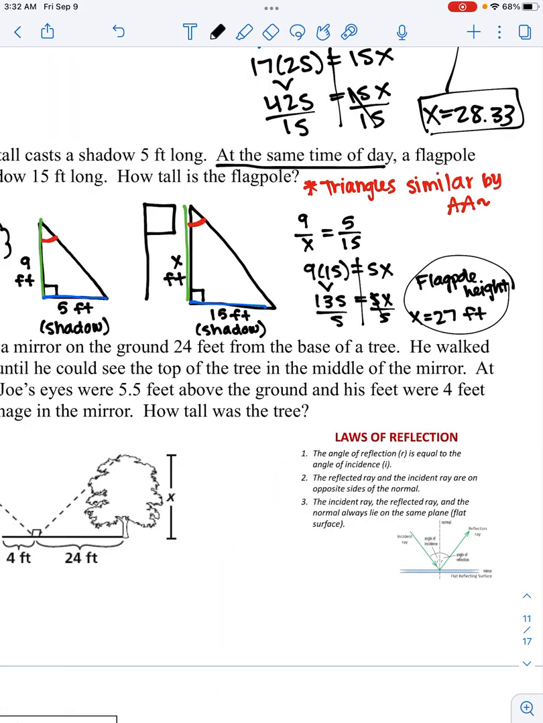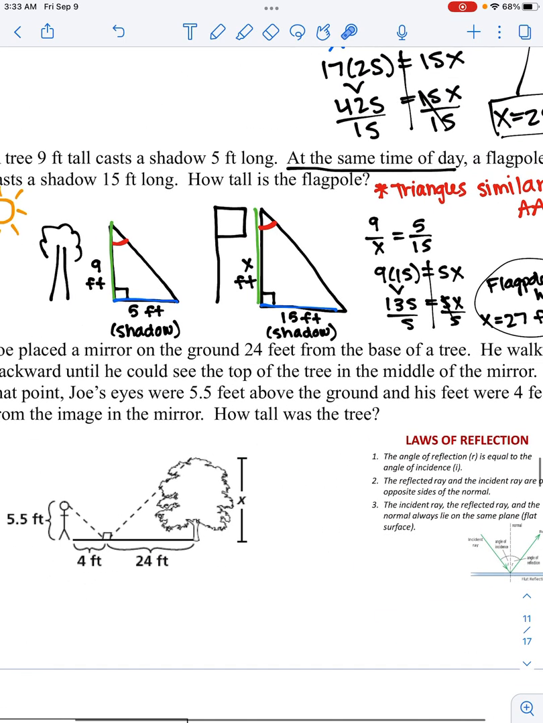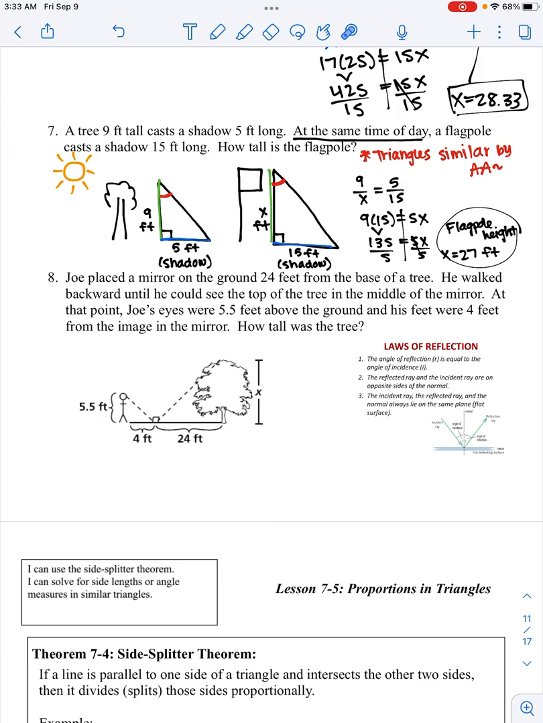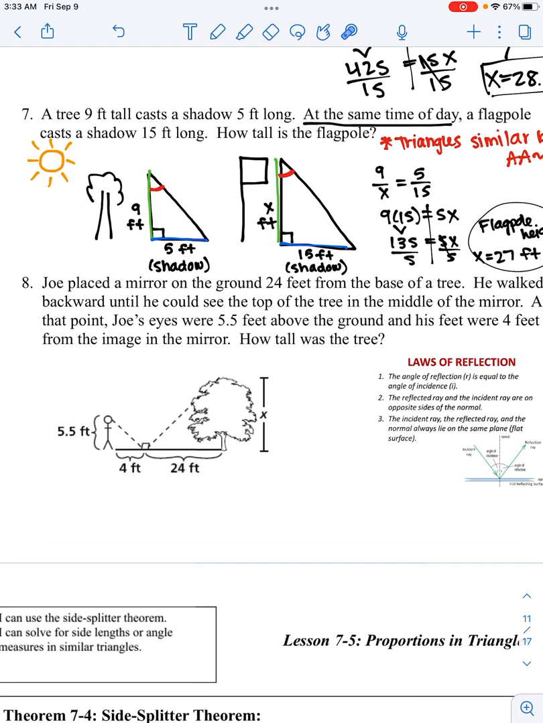All right, and then we could plug that back in here and verify that those are proportional. And then our second application, so kind of a similar idea. We have two triangles formed. So this picture represents the information in this problem here. It's already drawn out for us.